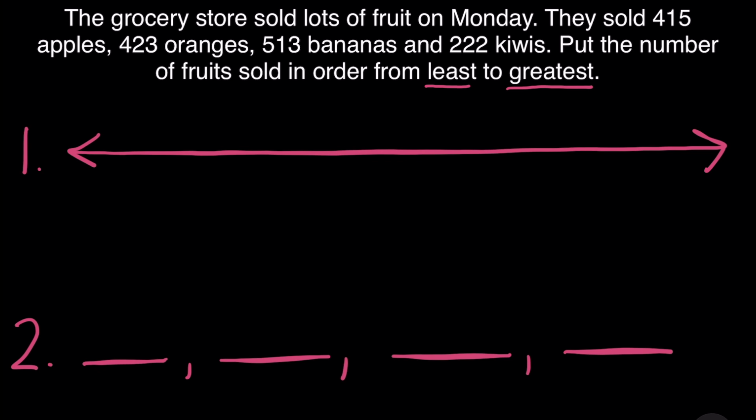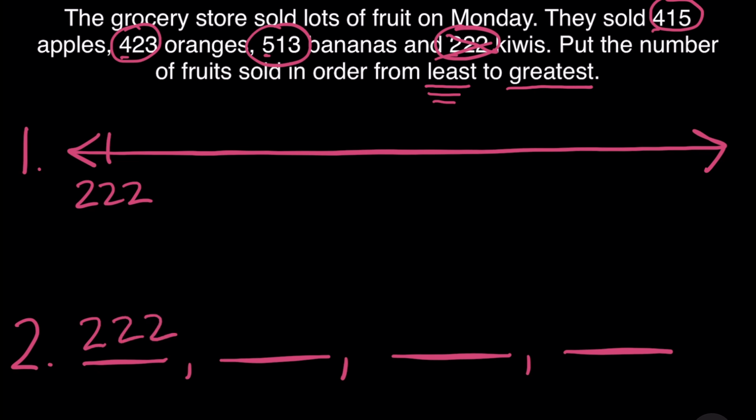Okay, so least to greatest. First, I need to know what numbers I'm working with. Let's find those important numbers. 415, 423, 513, and 222. Which one of these is the smallest? 400, 500, or 200? Yeah, it's going to be 222. So let's make 222 that first landmark number on our number line and write it in the first dash on your screen or on your paper.